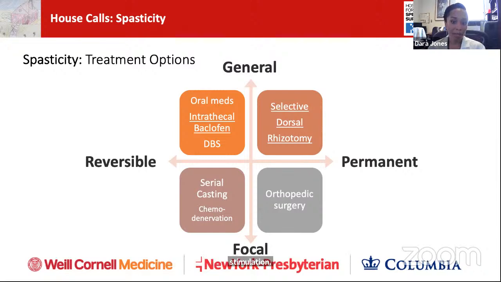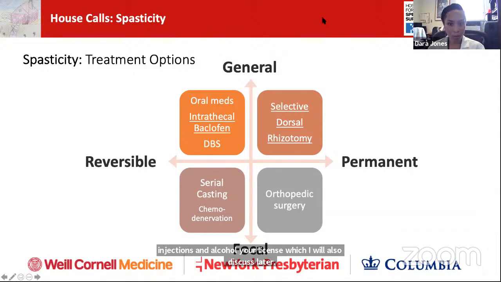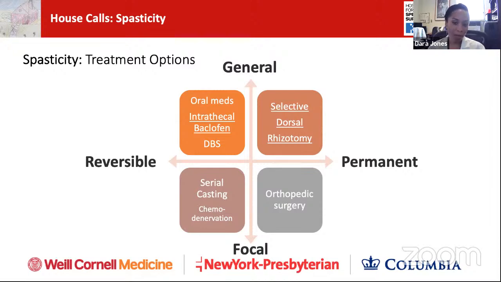Reversible things that are more focal include serial casting, which I'll mention in a minute, and chemodenervation, which includes Botox injections and alcohol neurolysis, which I will also discuss later. The generalized treatments that are more permanent include selective dorsal rhizotomies, also forthcoming, and those that are more focal, meaning we're looking at a particular joint or one or two joints, would be orthopedic surgery.